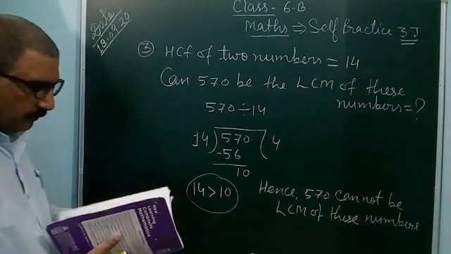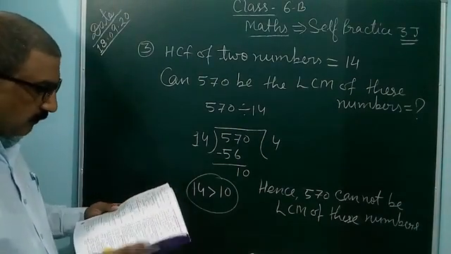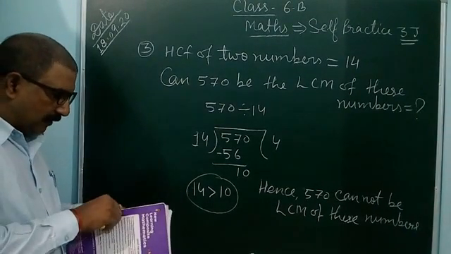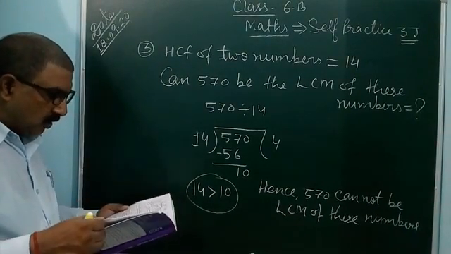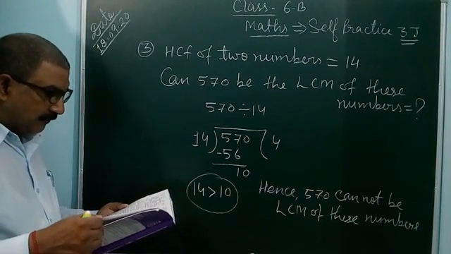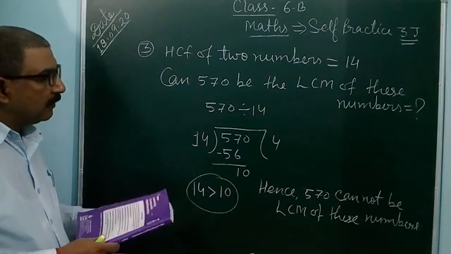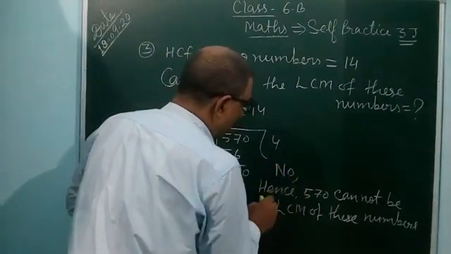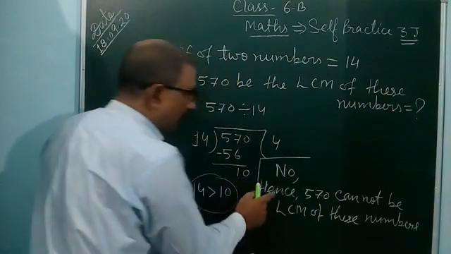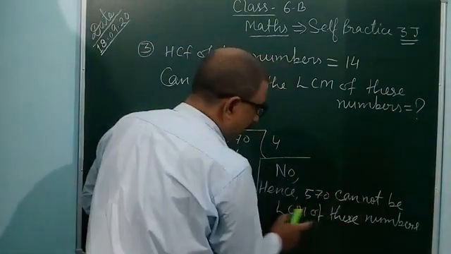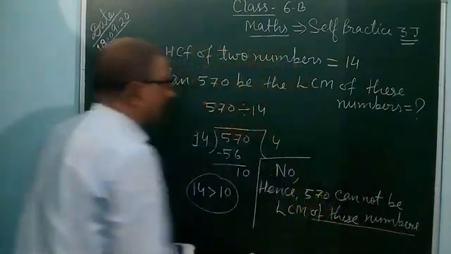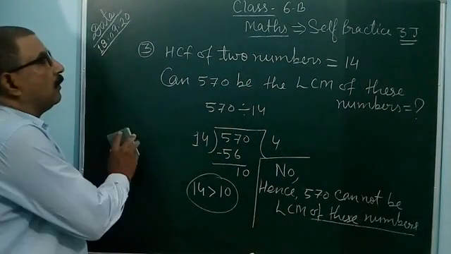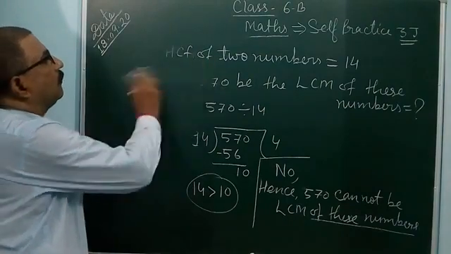So in this way you can understand the 3J third question. Here is the explanation: you can write No. Hence 570 cannot be the LCM of these numbers. This is the answer. In this way you can do question number 3. Next, question number 4.